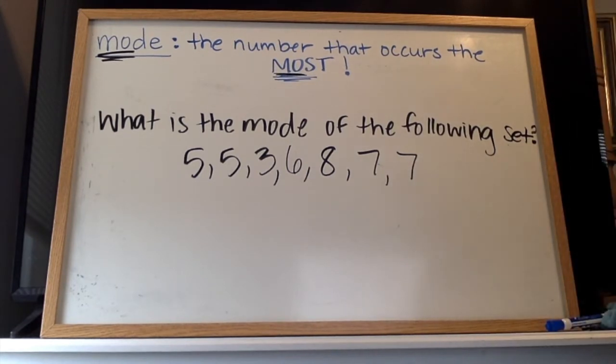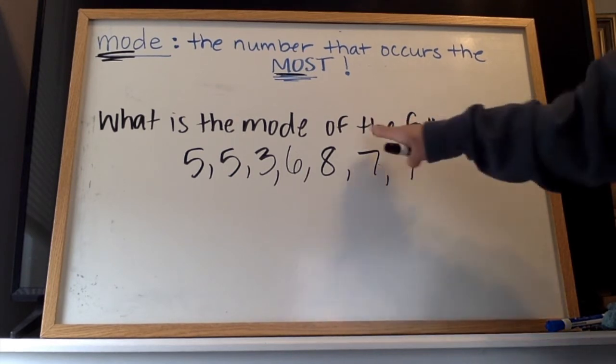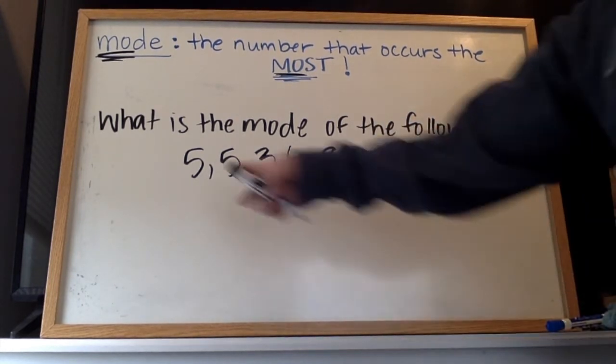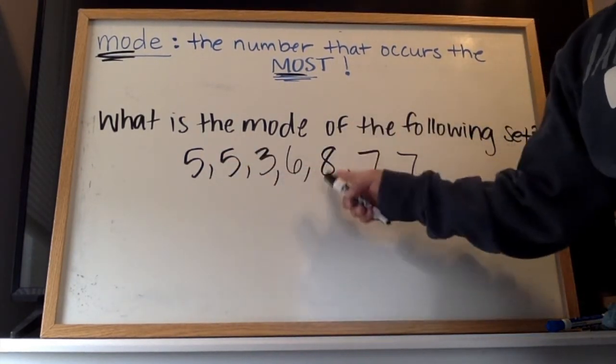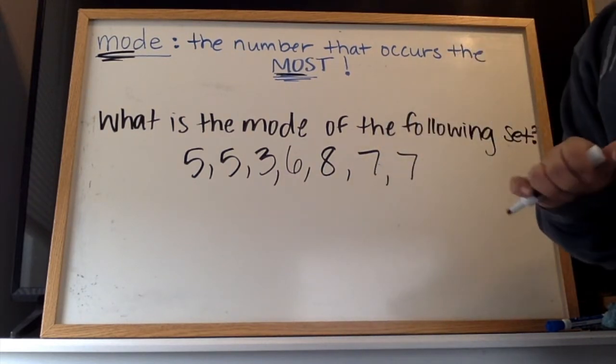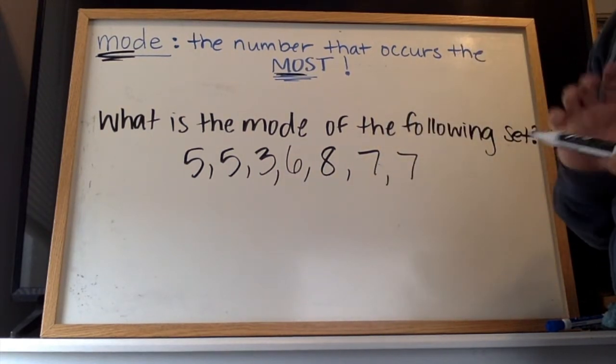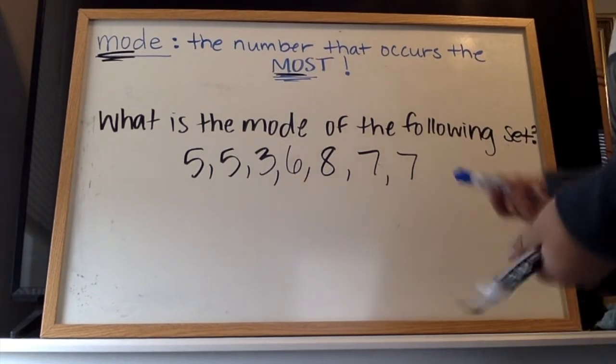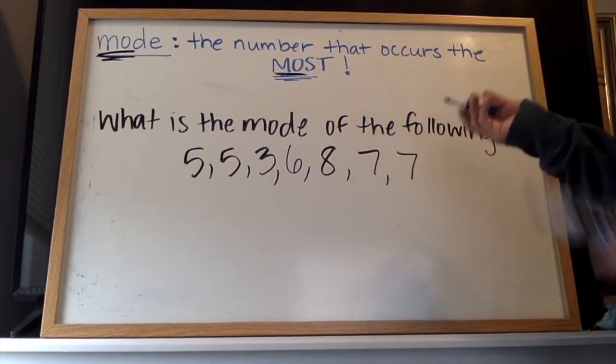Okay, one more example before I let you go today. What's the mode of the following set? We have 5, 5, 3, 6, 8, 7, and 7. Now, sometimes it's nice to put these in order from least to greatest or greatest to least. So I'm going to go ahead and do that right now.